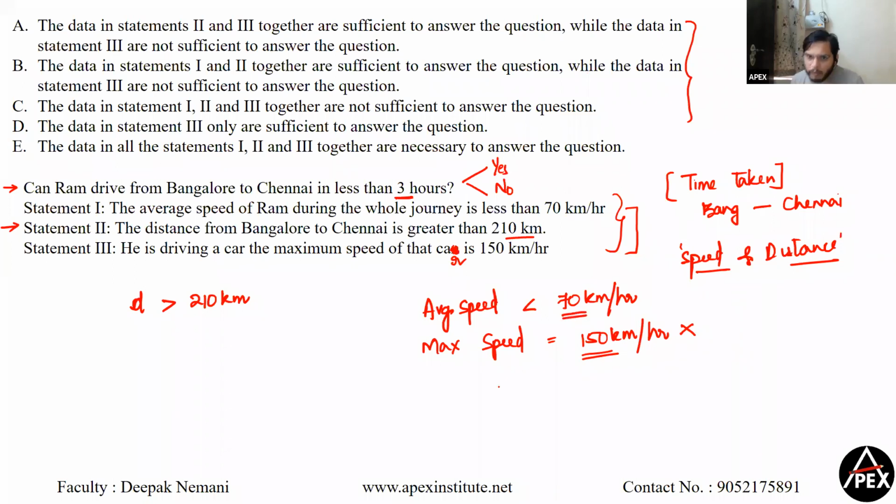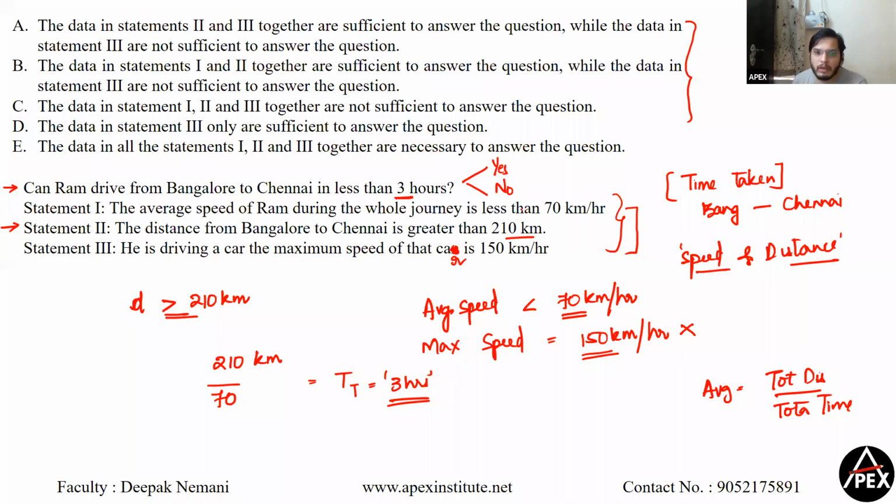But when I look at this average speed, let me consider average speed as 70 and distance as 210. Now if distance 210 kilometers by 70, then what was the time taken? Total time taken is equal to total distance by average speed, isn't it? Average speed is nothing but total distance by total time. So total time is equal to total distance by average speed. So 210 by 70, which is equal to 3 hours.